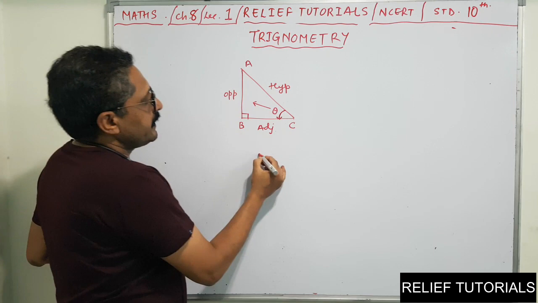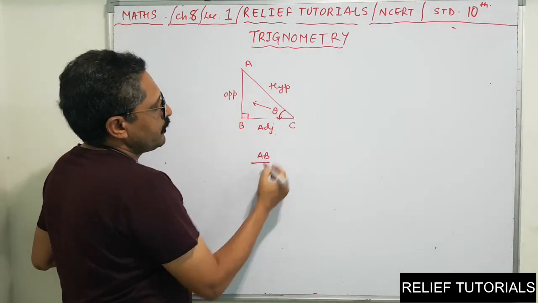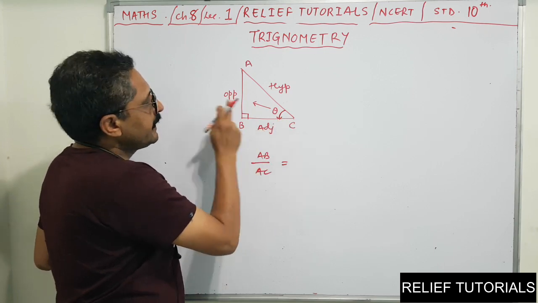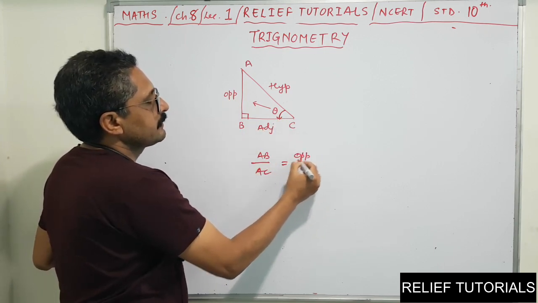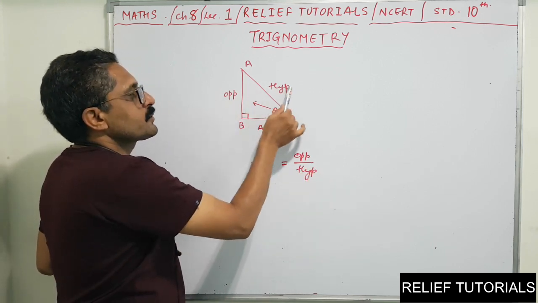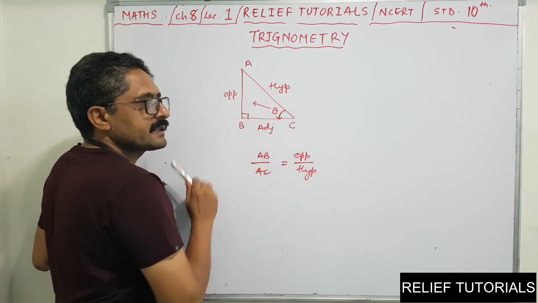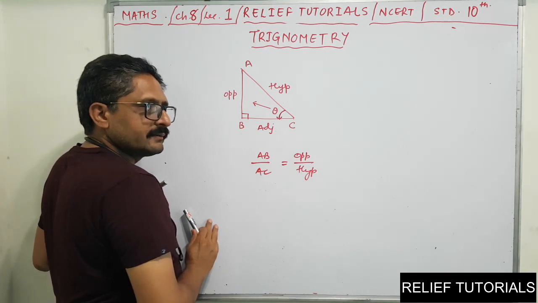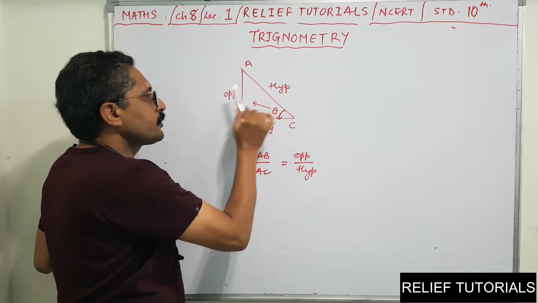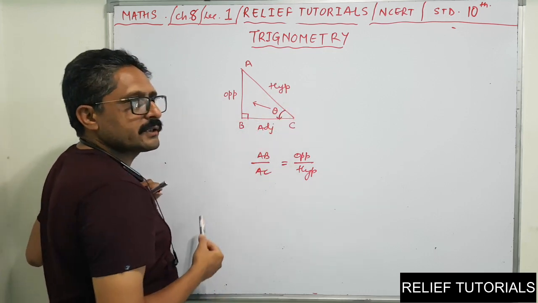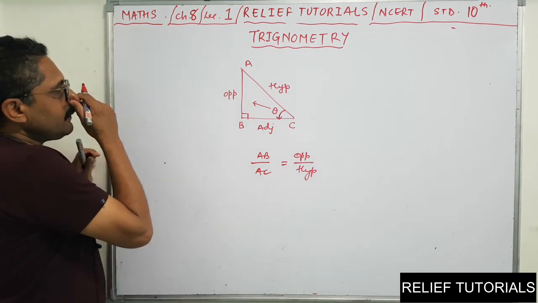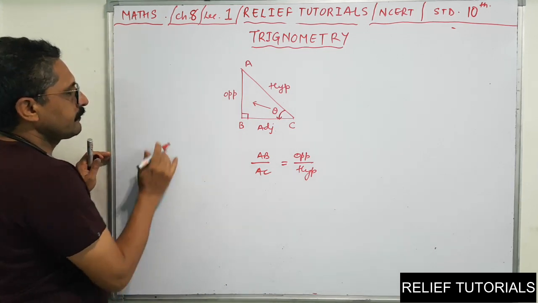Okay, now instead of AB upon AC, can I write this ratio this way? Considering angle C, AB is the opposite side, AC is the hypotenuse. So I can say one ratio is opposite upon hypotenuse, one is opposite upon adjacent. Clear? Then adjacent upon opposite, adjacent upon hypotenuse, 2 more ratios, hypotenuse upon opposite, and hypotenuse upon adjacent, 2 more ratios, total 6 ratios.